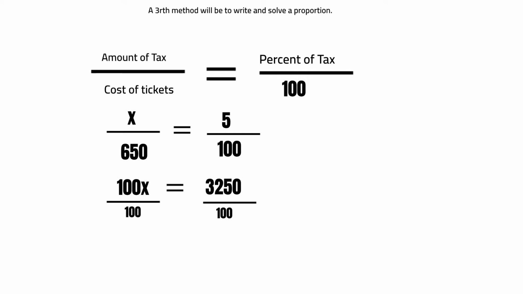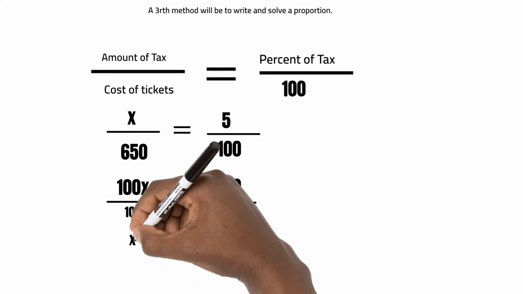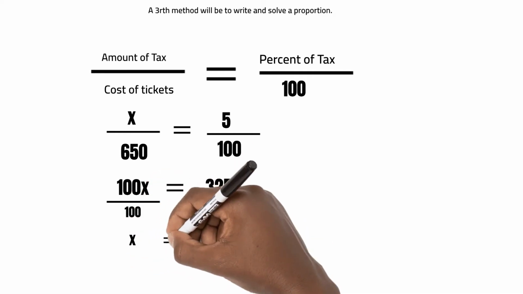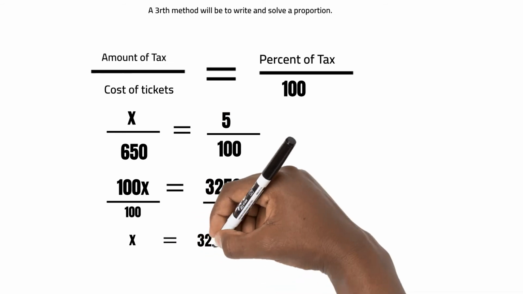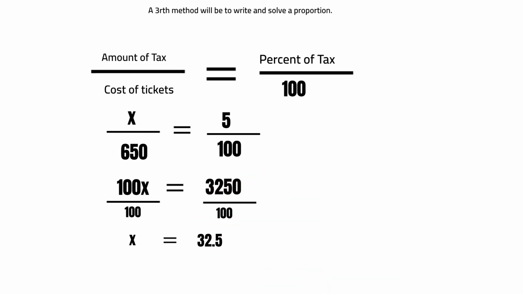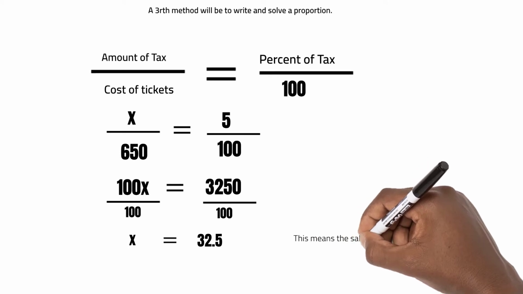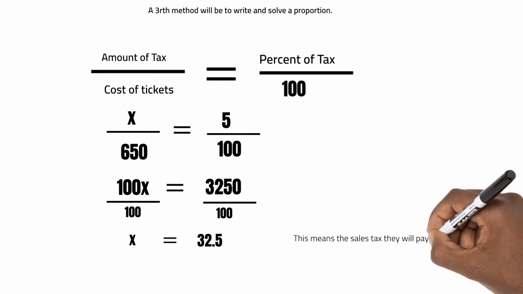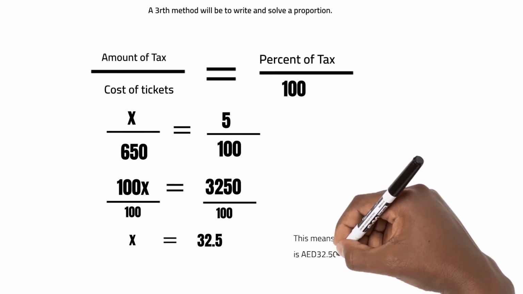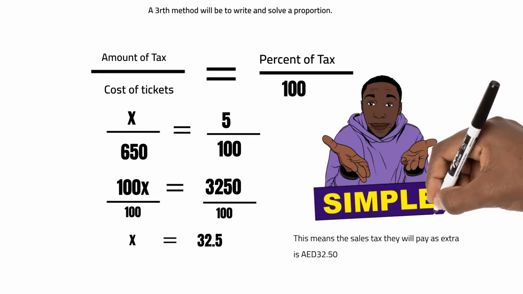So 100 divided by 100 is 1x. We do not usually write the 1, so we just write x, and 3250 divided by 100 is 32.5. As you can see, on the left-hand side we will be left with x, while the right-hand side we will get the same answer as in the previous two methods. Hence, the sales tax is 32 United Arab Emirates dirhams and 50 fils.